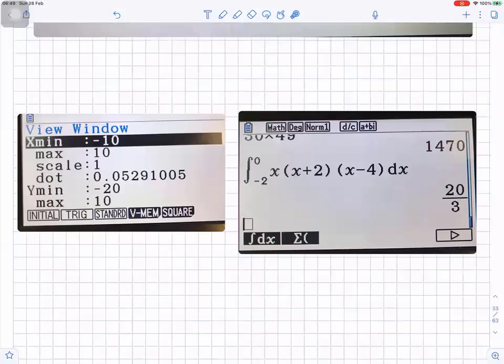And for those who use their graphics calculator, you can put this in your graphics calculator using the integration symbol. From -2 to 0, you'll get the answer of 20/3. But you need to show your working in an exam. So this could just be a way to check if your answer is correct.